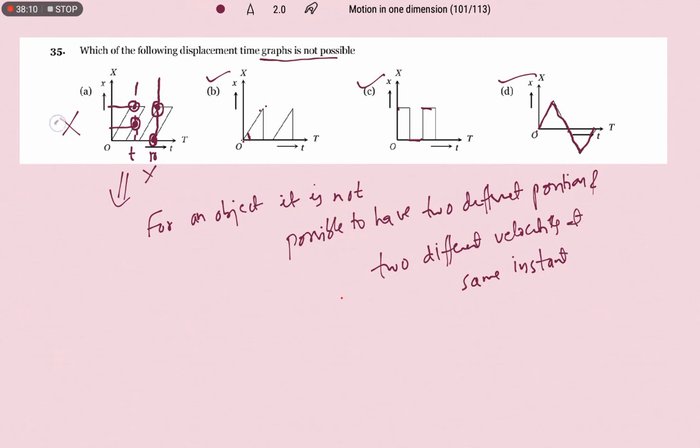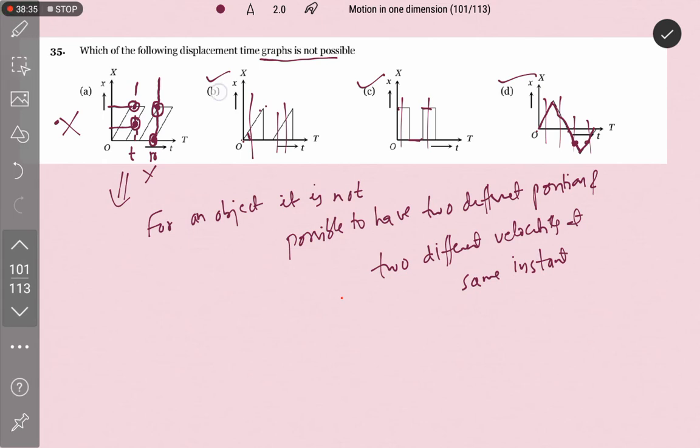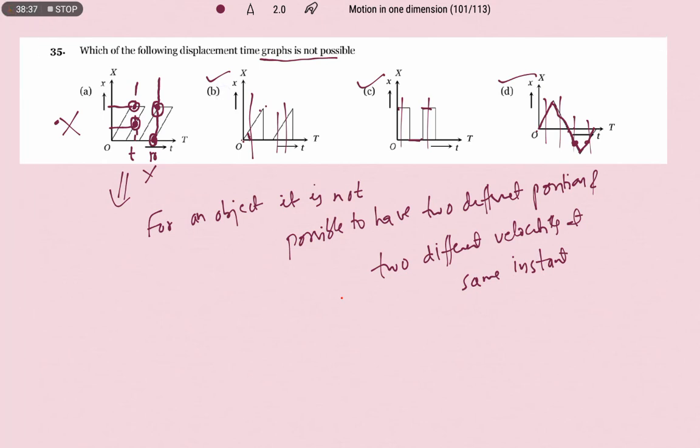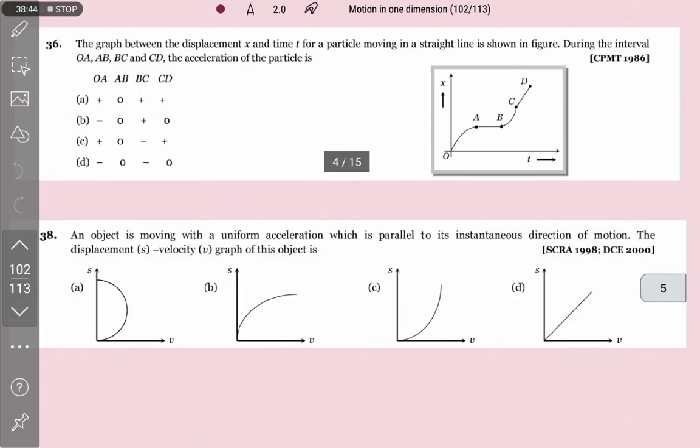That means this graph will never exist, the remaining graphs will exist. If you plot a perpendicular anywhere, the perpendicular cuts the graph at only a single point, wherever you cut it. So it has only one point of intersection with the time axis. That's why B, C, D are possible, but A is not possible. They are asking which is not possible, so A is not possible. Let us see the next one.